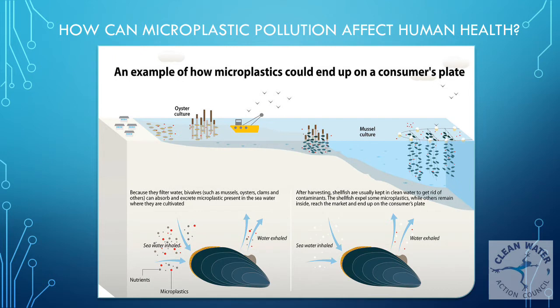So this is just showing some mussel cultures, oyster cultures grown in the water. If there's microplastics in the water, that ends up in the organisms, especially things like mussels that filter water for food. The microplastics are going to end up in the animal, and then if we eat them, it'll end up inside us.